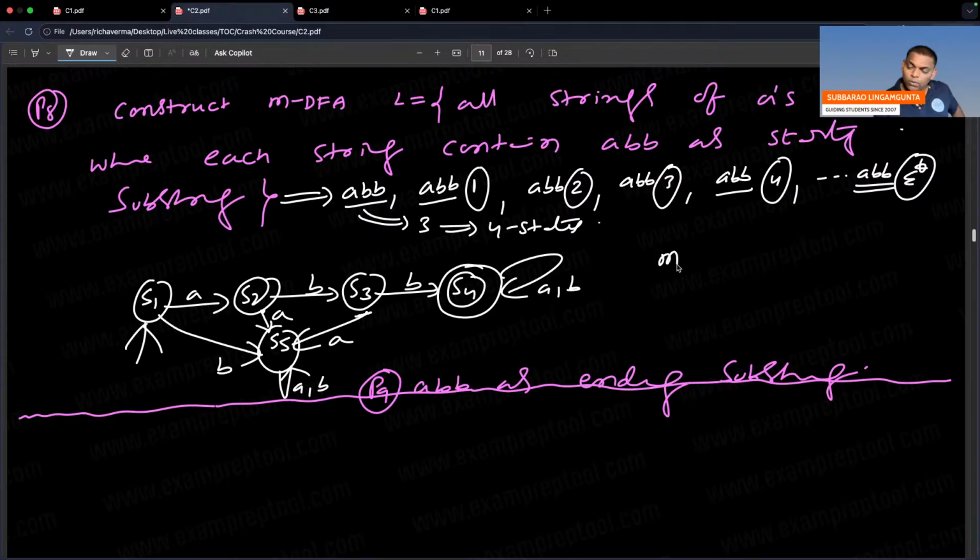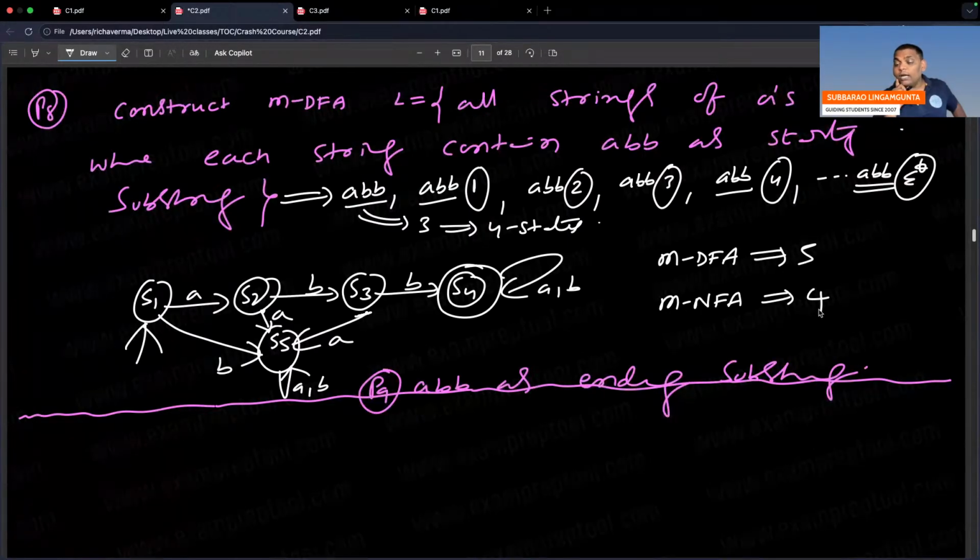Same problem, minimal DFA asked. Then what is the answer? 5 states. Same problem, minimal NFA, dead state you can avoid, so 4. Dead state doesn't count. The things which are not part of our problem, we don't cover in the case of NFA. Some people are asking, sir, what is the regular expression?